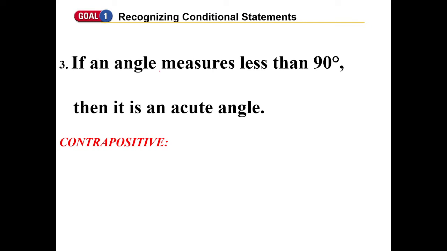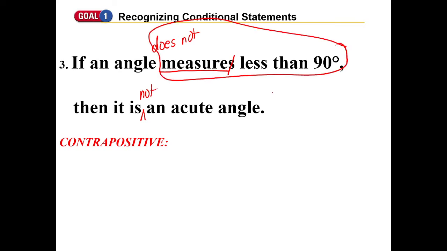Unsaon man pagbutang ani sa not, sa measures? Do not or does not? Okay, does not. Yeah, tanggalon ang S. Sunod, ang kining it is an acute angle. After sa is, i-interchange na yun. Okay, kining does not measure. Interchange sa is not an acute angle. Give me the contrapositive now.